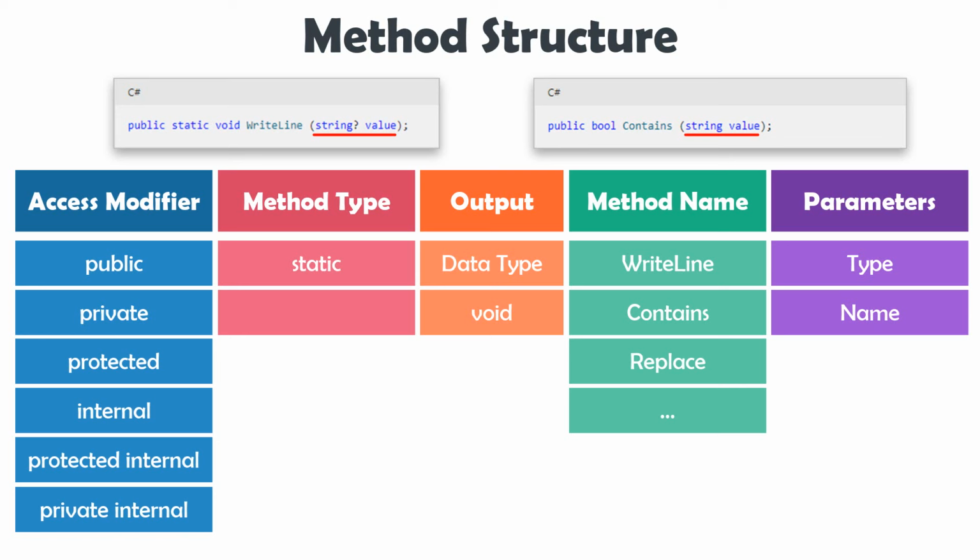For example, the WriteLine method has only one parameter of type string. This means we need to set this parameter so that we can use the method. But we can also have more than one parameter. These are the parts of a method.